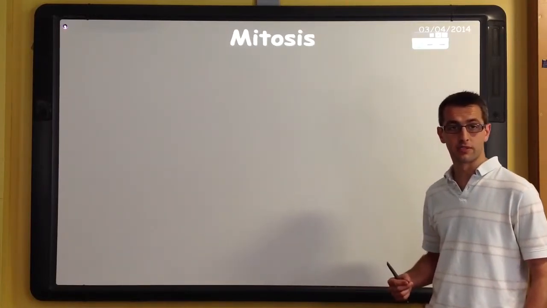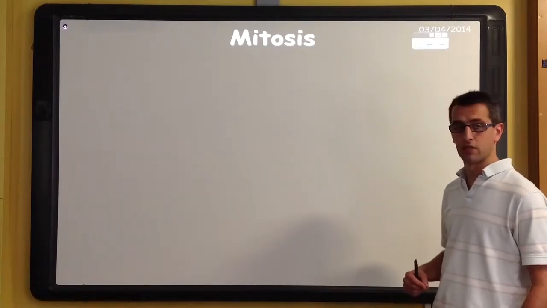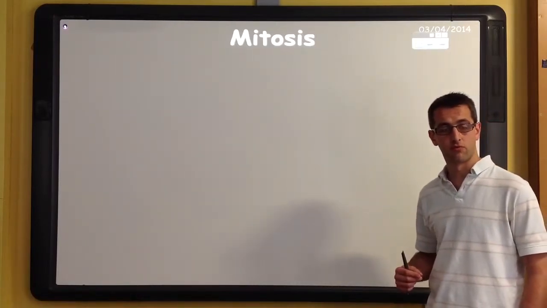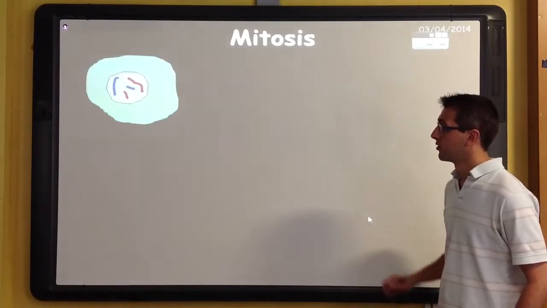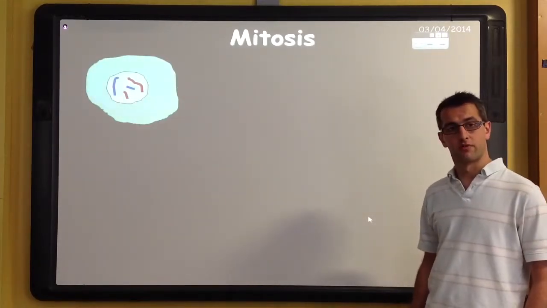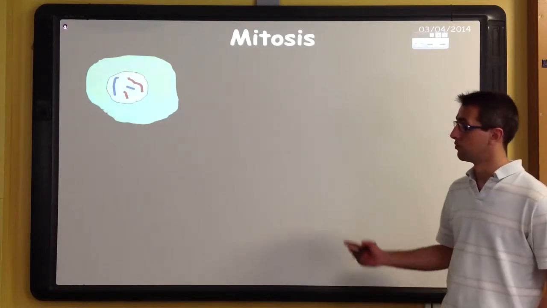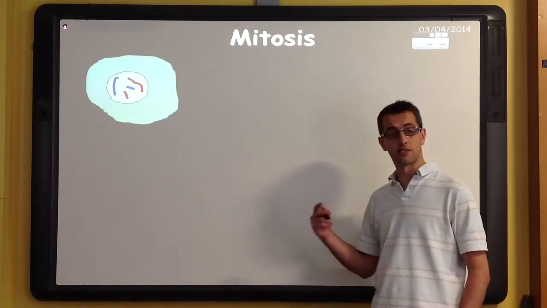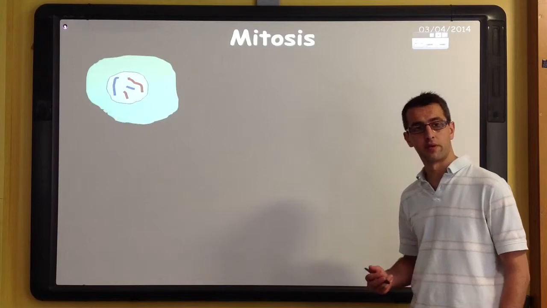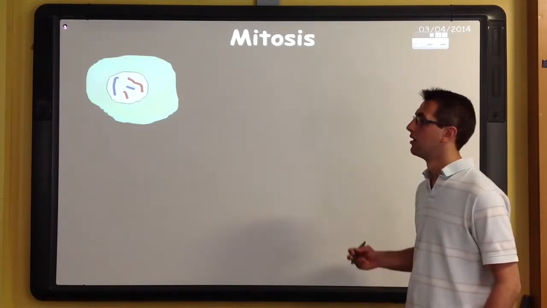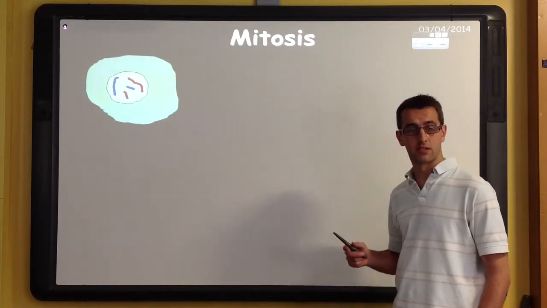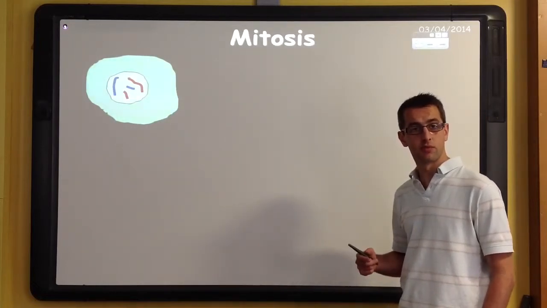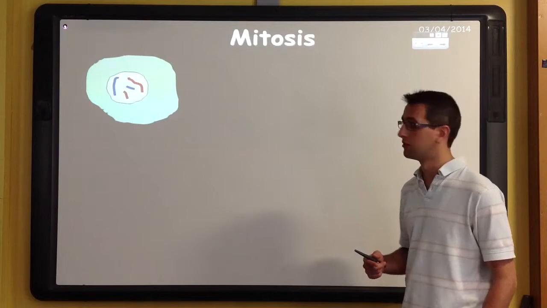That's called meiosis. We're going to start off by looking at the more common one that's for growth and repair, which is mitosis. Hopefully we know our basic structure of a cell. So here's a normal cell with a nucleus contained within it, and inside that nucleus is the genetic information, DNA. Here we've drawn two pairs of chromosomes, whereas in humans there would be 23 pairs of chromosomes.